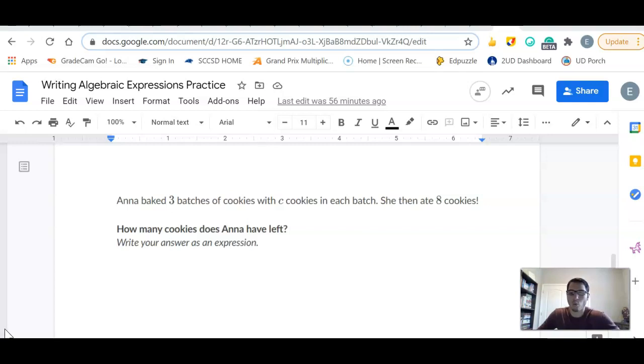Let's try one more writing algebraic expression. And I want you to try this one on your own. Anna baked 3 batches of cookies with C cookies in each batch. She then ate 8 cookies. Wow, that's a lot of cookies. How many cookies does Anna have left? So write your answer as an expression.